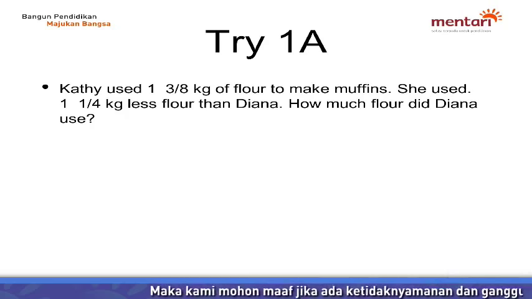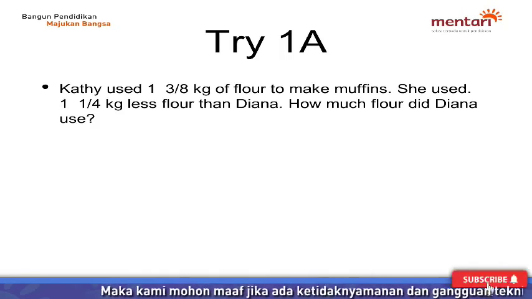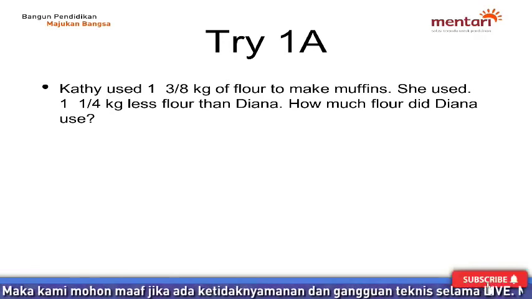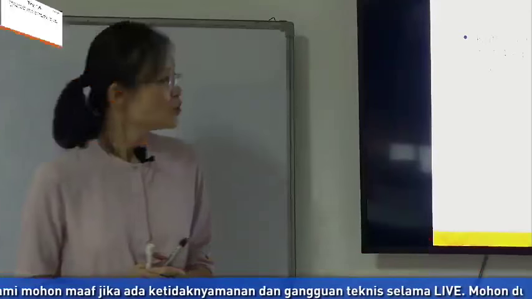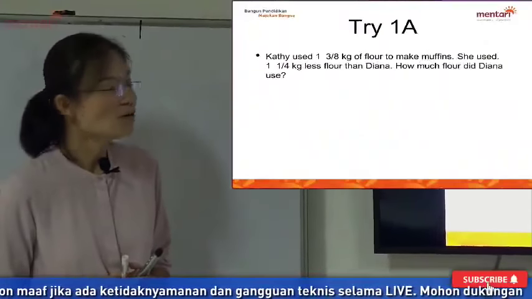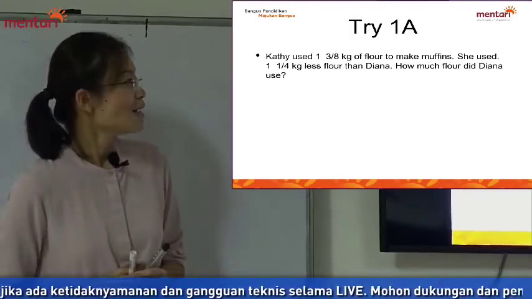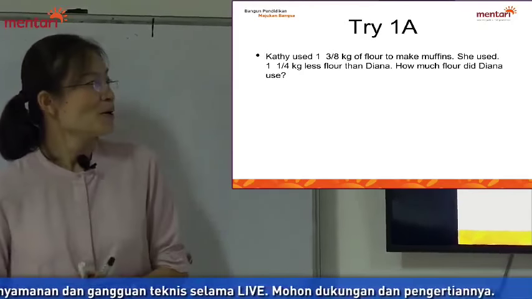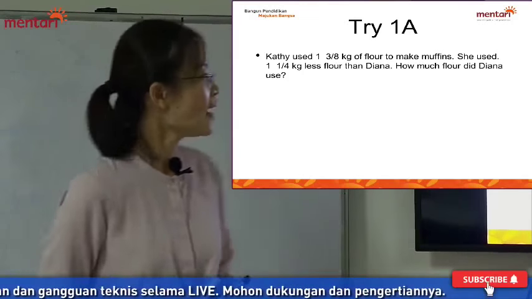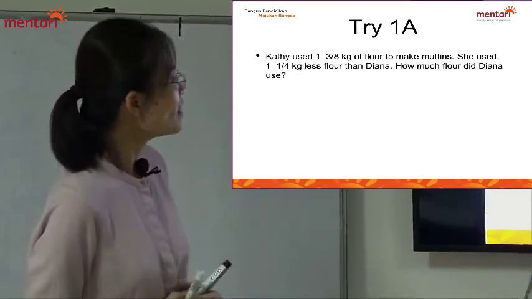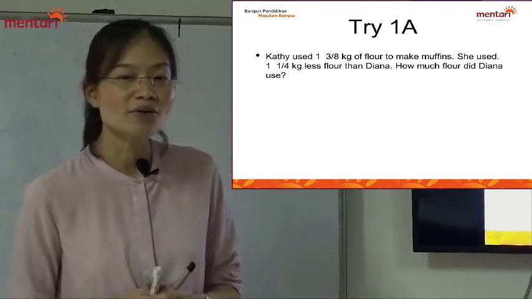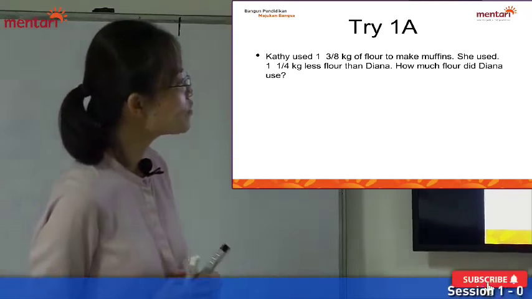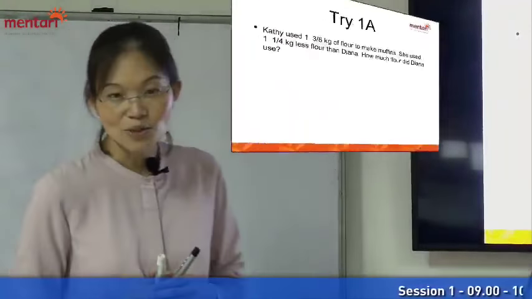You have an idea here? So there are two persons. Who are they? Kathy and Diana. Kathy used 1 3/8 kilogram of flour to make muffins. It seems that Diana was also using the flour to make muffins, and Kathy actually used 1 1/4 kilogram less flour than Diana. The question is, how much flour did Diana use?